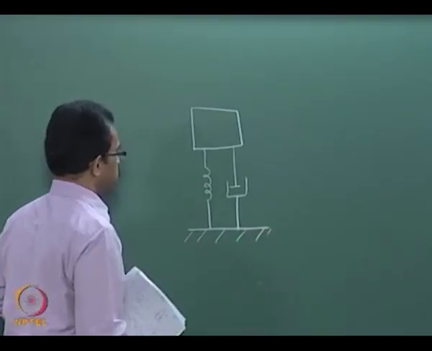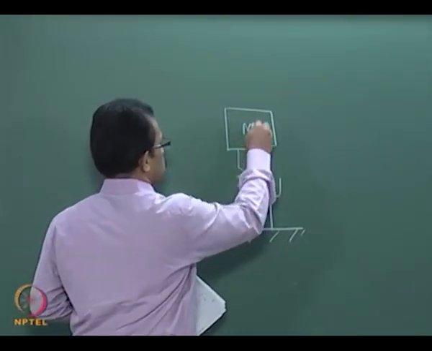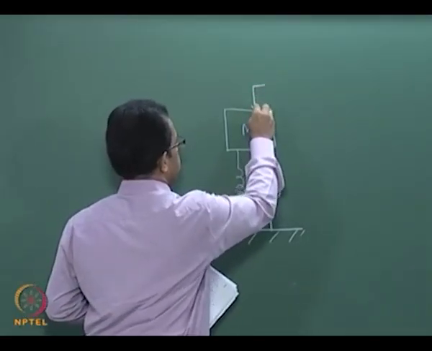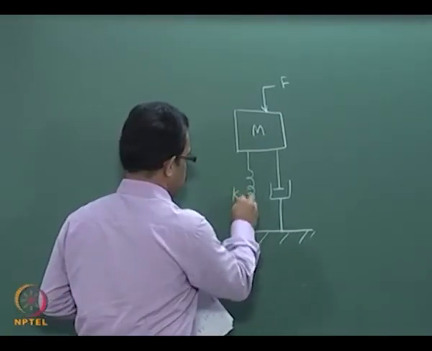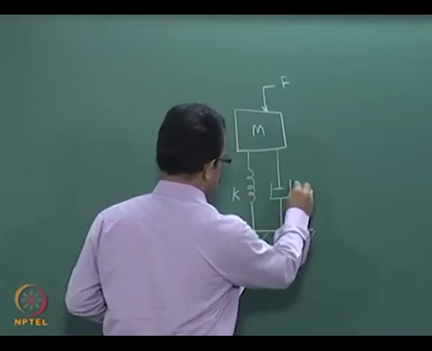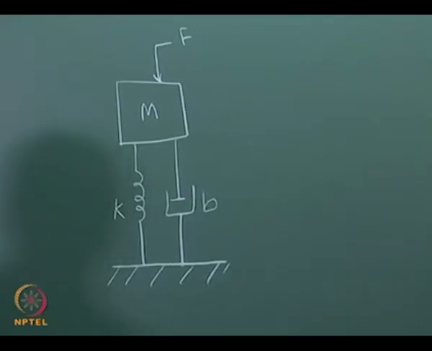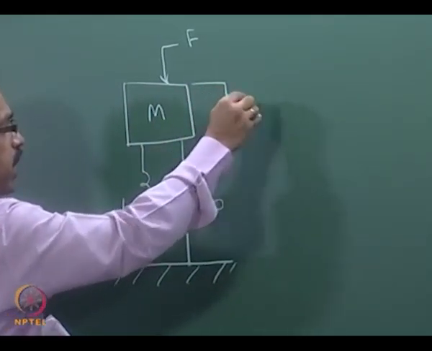So this can be a representation of any mechanical system. If you have a spring mass damper system like this, and a force F is applied here, and this is the stiffness parameter of the spring and this is the damping parameter of the dashpot, we can represent the displacement of the mass by the parameter x.